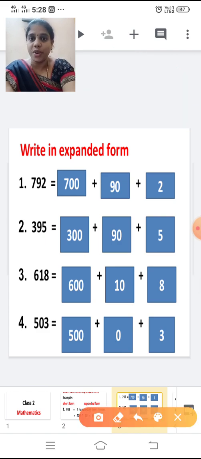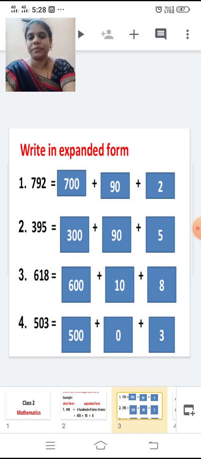So 395. How to write in expanded form? 395. 3 in the hundreds place, so write 3 into 100, 300, plus 9 in the tens place, 9 into 10, 90, plus 5 in the ones place, 5 into 1, 5. So 300 plus 90 plus 5.